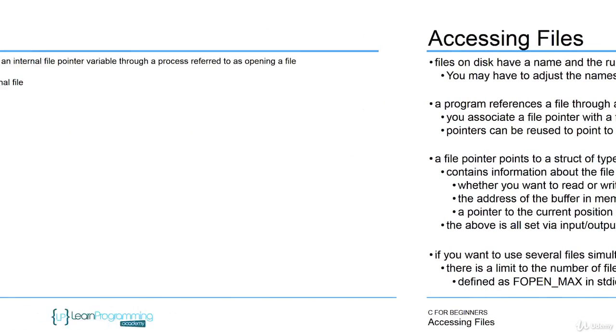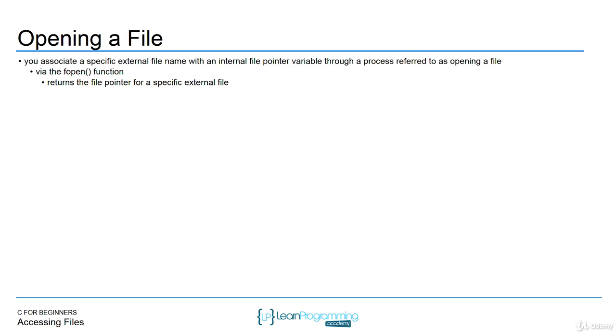Opening a file is the first step you do before you read and write. You want to associate a specific external file name with an internal file pointer through a process referred to as opening the file. The way that you open a file in C is you call the fopen function. This will return the file pointer, which you can then use for reading and writing. Again, the file pointer is going to point to a specific external file on the disk. fopen takes the name of the file. It's what you have to do before any reading and writing, usually your first operation. As with most of these functions, they're all defined in stdio.h.